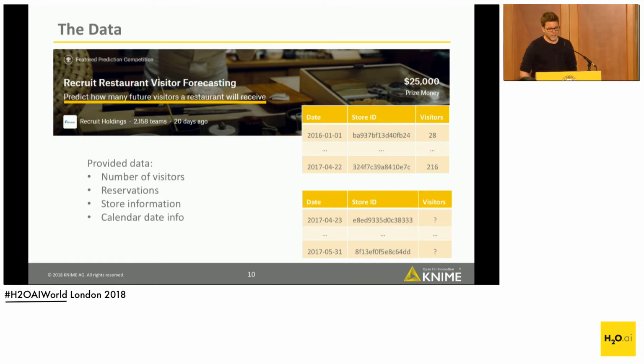So what we have is we get some data from Kaggle, and the data shows the number of visitors which have visited a restaurant on a certain day, and some additional information for this day and regarding this restaurant. And what we want to do is predict how many visitors will actually visit the restaurant on a day in the future.